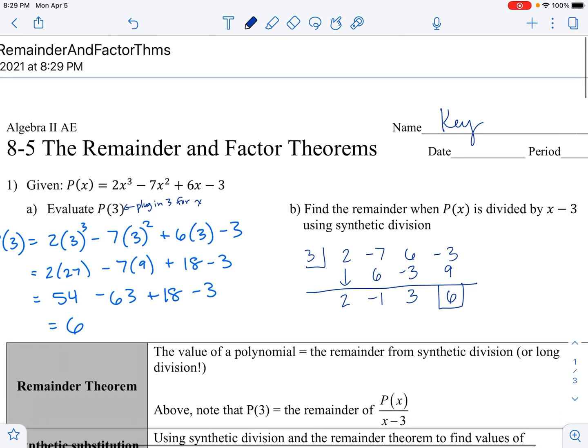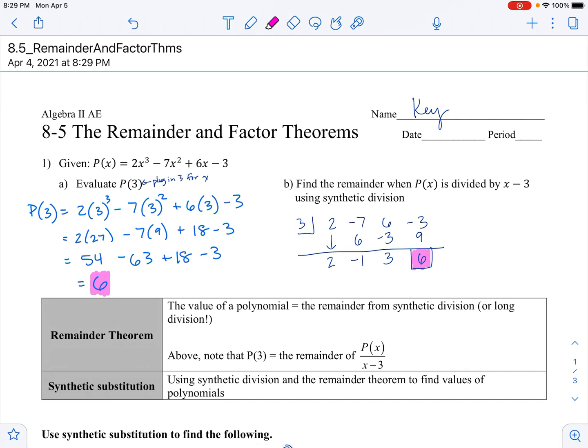Now, as I look at this, I notice something, and that's my answer over on the left here is the same as my remainder. This is actually always going to be true, and this is our remainder theorem. The value of our polynomial, i.e. when you plug in some number, is equal to the remainder from synthetic division. You can also, of course, do long division. We know that they are basically equivalent.